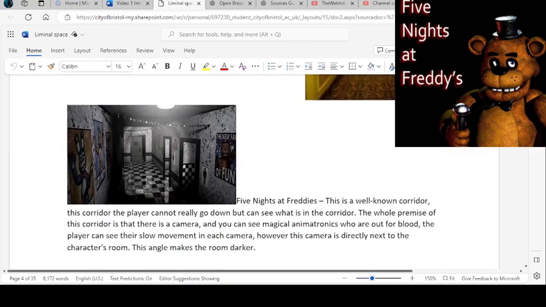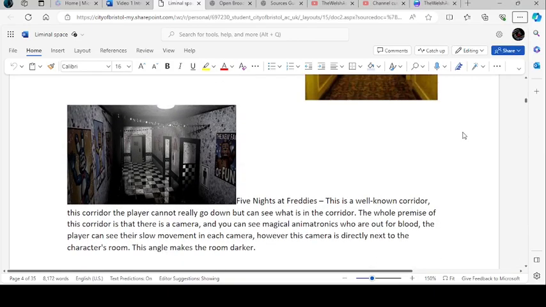Five Nights at Freddy's. A corridor that is well known. This corridor, the player cannot really go down, but can see what is in the corridor. The whole premise of this corridor is that there is a camera. You can see magical animatronics who are out for blood. The player can see their slow movement in each camera. However, this camera is directly next to the character's room. This angle makes the room darker.